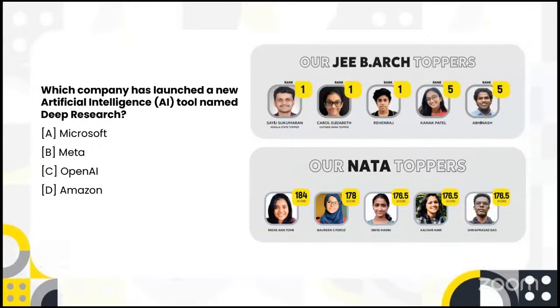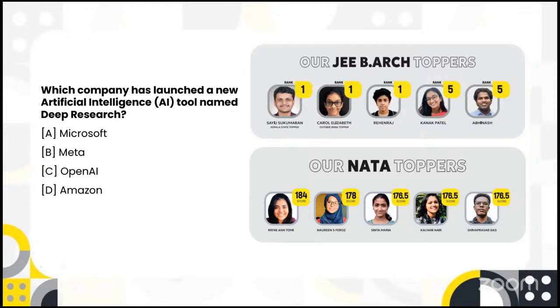Which company has launched a new artificial intelligence tool named Deep Research? It's not DeepSeek, it is Deep Research. Microsoft, Meta, OpenAI, Amazon. Okay. All right, so you might have heard regarding DeepSeek. It's actually Chinese generative AI, same like the ChatGPT.